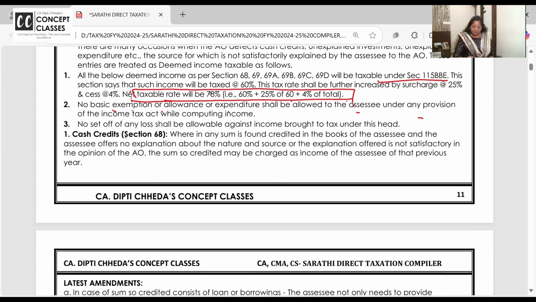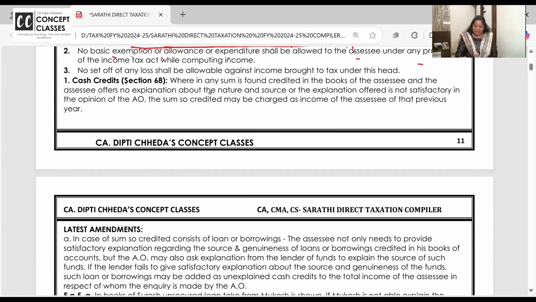Okay? The first example of this undisclosed income is cash credit. You know what is cash credit? Some entry in your book. Cash account debit to Ramlal, 60 lakhs. Now that Ramlal doesn't exist at all. It's your own illegal income which you have brought into the business by passing the journal entry, cash account debit to Ramlal.